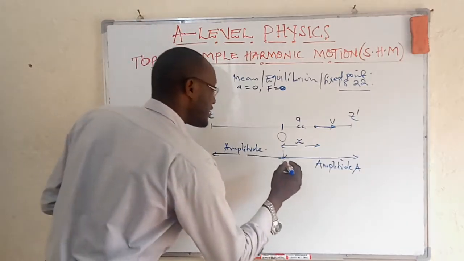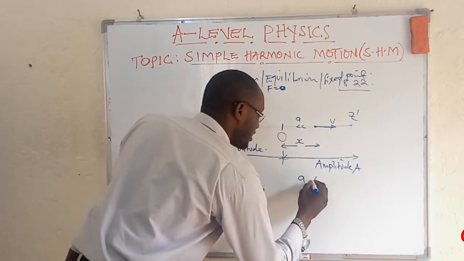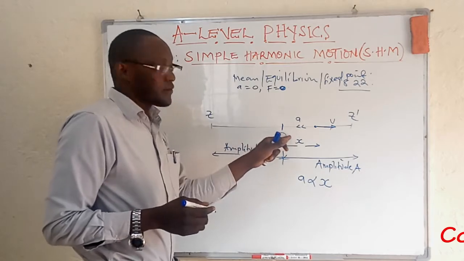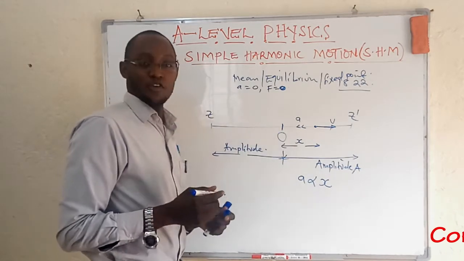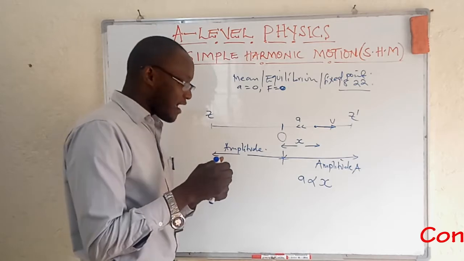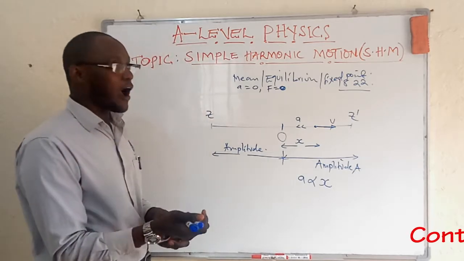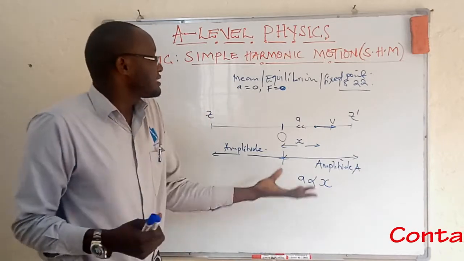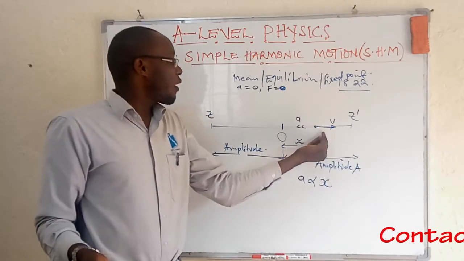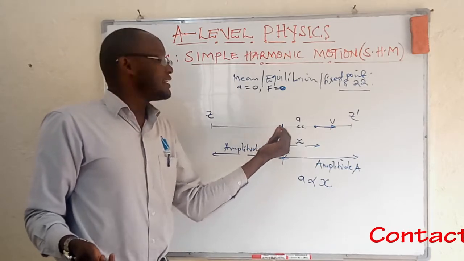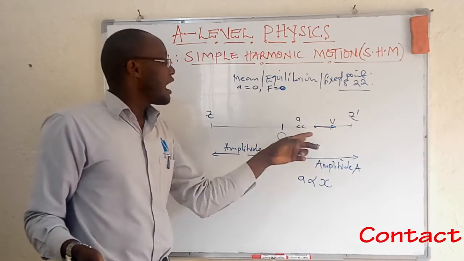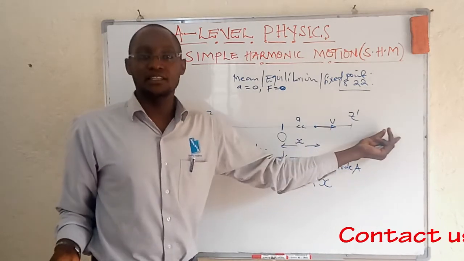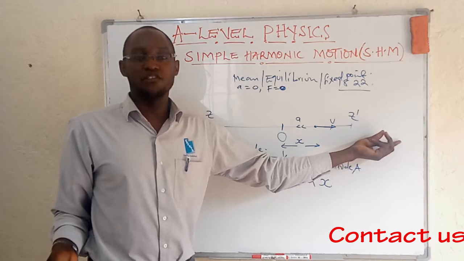Now, the acceleration of a particle in simple harmonic motion is directly proportional to its displacement from the rest position. So a is directly proportional to x. However, acceleration and displacement are both vector quantities, but they are not in the same direction. The restoring force is towards the mean position. The acceleration is moving towards the mean position, and again, the body is moving away from the mean position. Its displacement is away from the mean position.